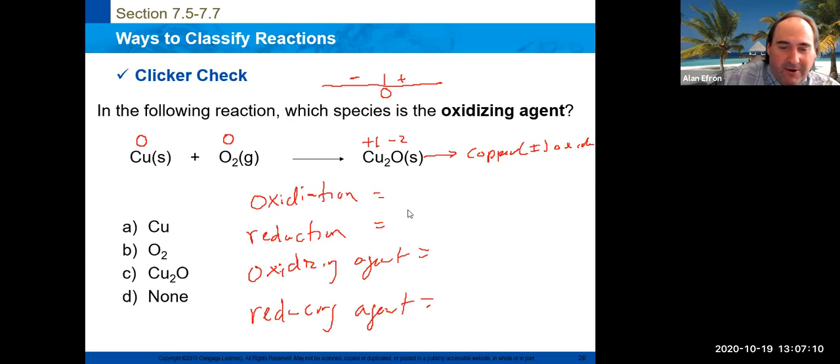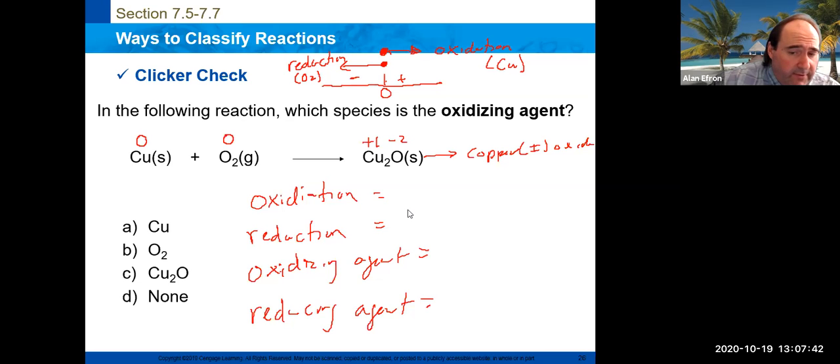copper. I don't want to say carbon for some reason. Copper. Copper is starting with 0, and on the right-hand side, it ends up at +1, which is going to the right, again becoming more positive. So it is going through oxidation, would be our copper. Our oxygen is starting at 0, and it is ending at -2 on the right-hand side, and that is going through reduction.